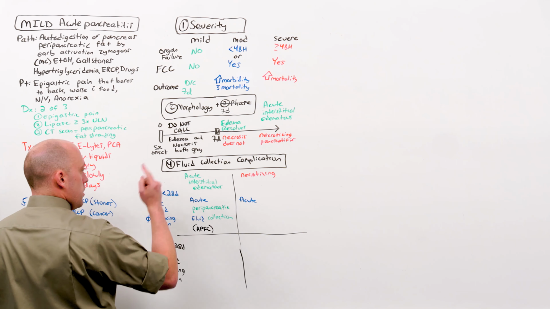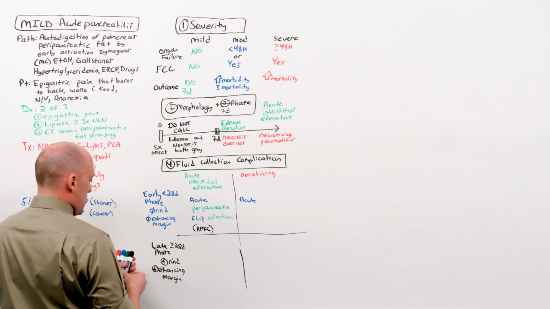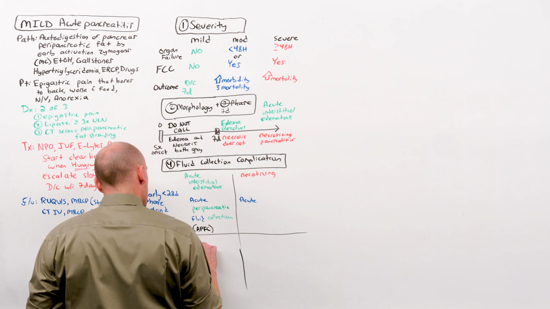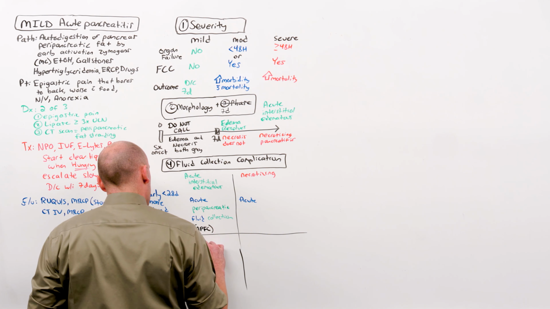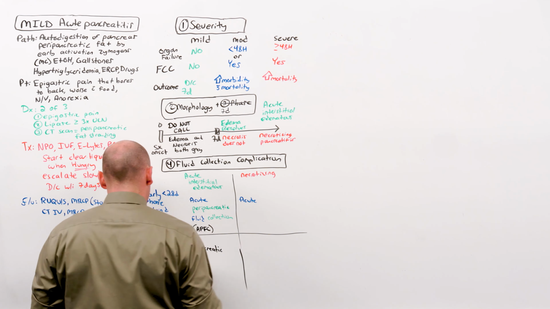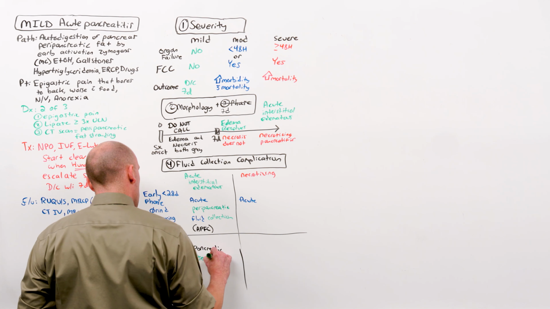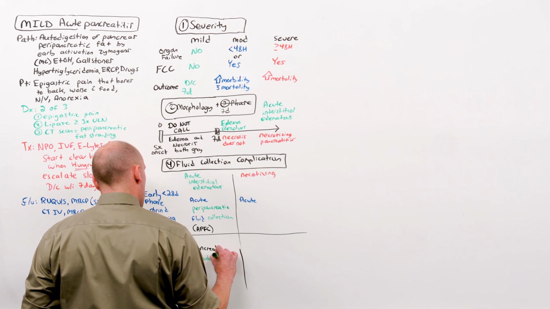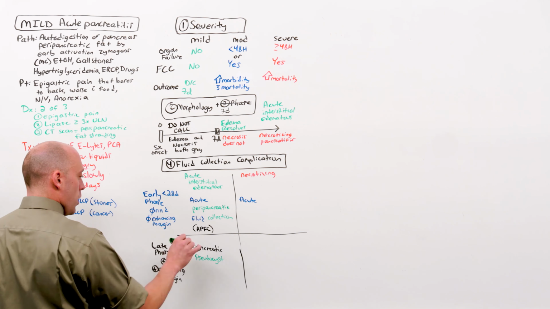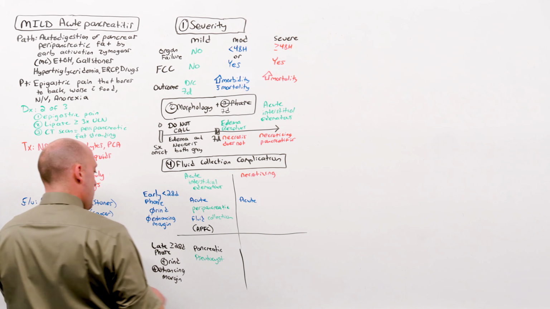If it's late and acute interstitial edematous, it is given the name pancreatic pseudocyst. This replaces any form or version of pseudocyst. Essentially abandoned all subtypes and said, this is the one pseudocyst.